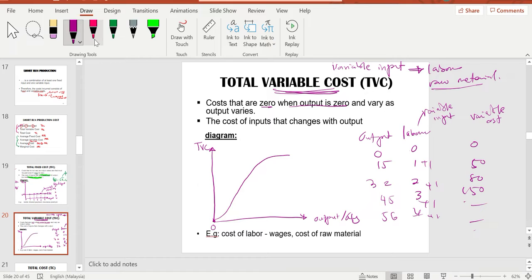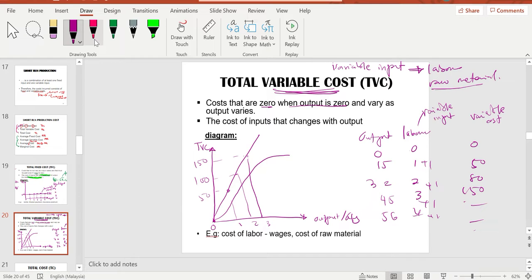Dia macam itu. Okay, dia tak akan jadi straight macam ni tau. Kalau straight macam ni, maksudnya dia naik sekata. Seorang labor 50, dua orang labor 100, tiga orang labor 150, macam gitu. Tapi I already mentioned you, there are different types of labor in the business, right? So dia tak semestinya kadar upah ni sama 50. Okay, depends on the type of labor that we hire. So jadinya diagram dia bukan straight, dia naik ke atas, bukan supply curve kan.